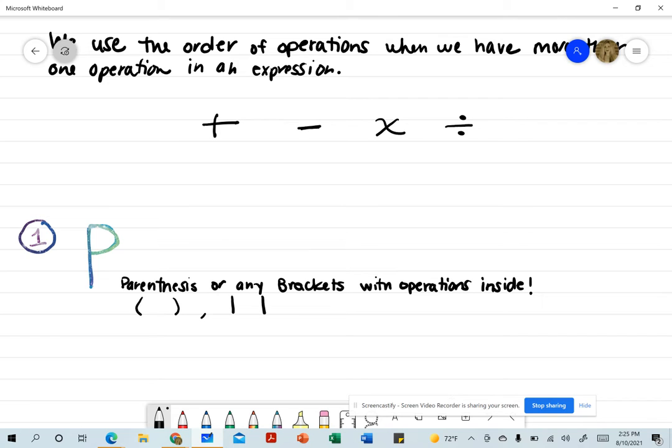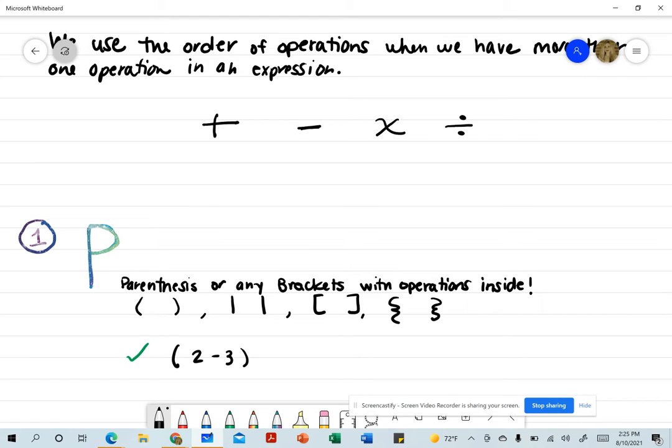It could also be straight absolute value symbol as long as there's an operation inside. Brackets could look like this. Brackets could look like this. You could have nesting brackets of brackets in brackets and brackets and parentheses. So it's all these types of things as long as there's an operation inside of them. So let me show you an example. So this is an example of when we would use parentheses first, right? Or brackets or whatever. Say you had 2 minus 3 in parentheses.